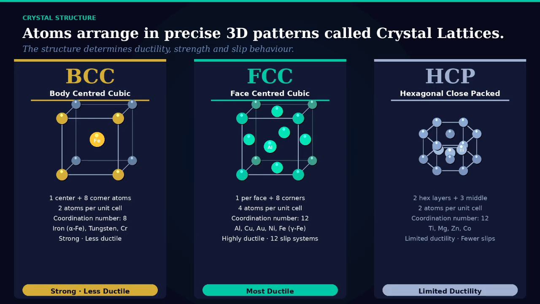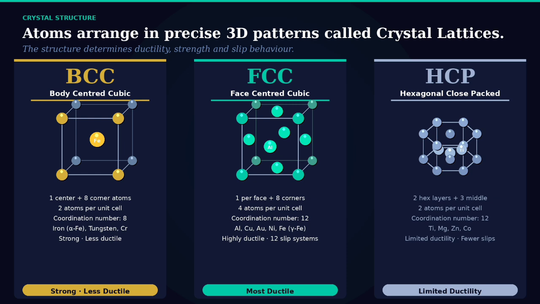Now here is something that surprises most students. Inside every metal, atoms are not randomly scattered. They sit in a precise, three-dimensional repeating pattern called a crystal lattice. And this pattern, this structure, determines how the metal behaves under stress. There are three main crystal structures in engineering metals.